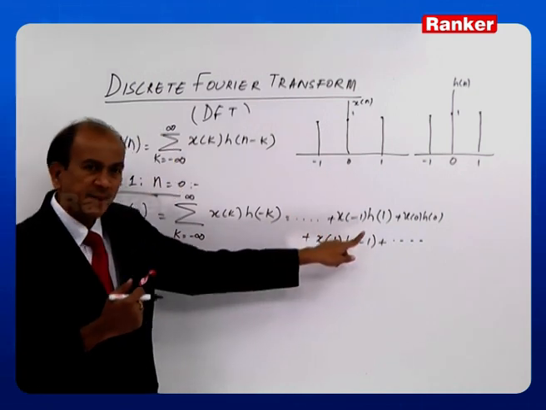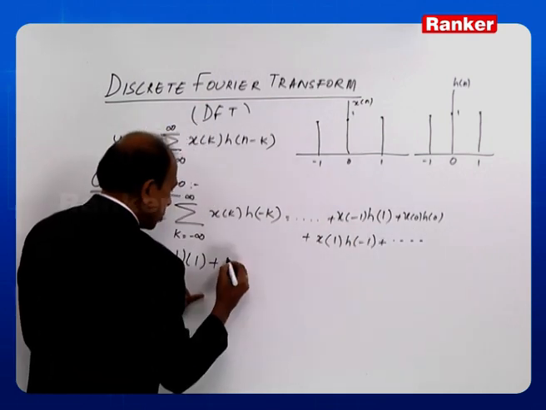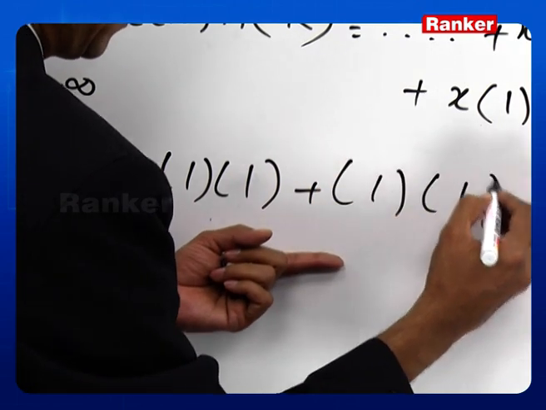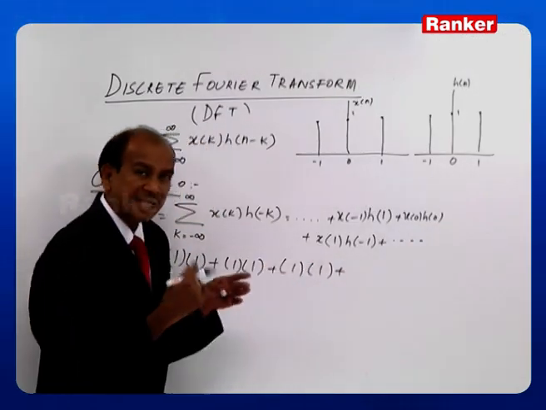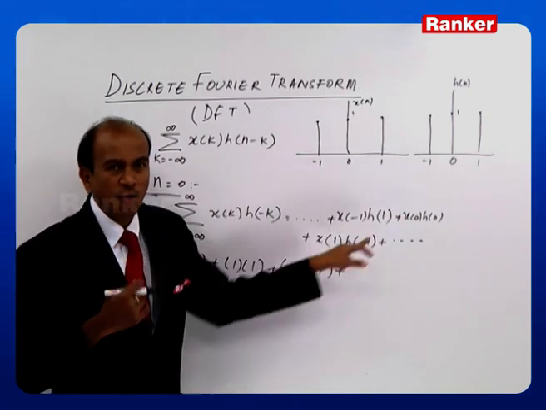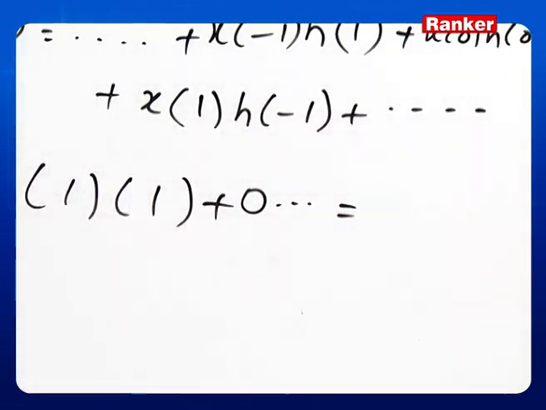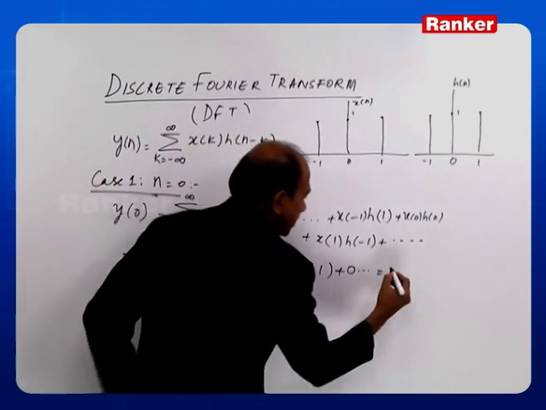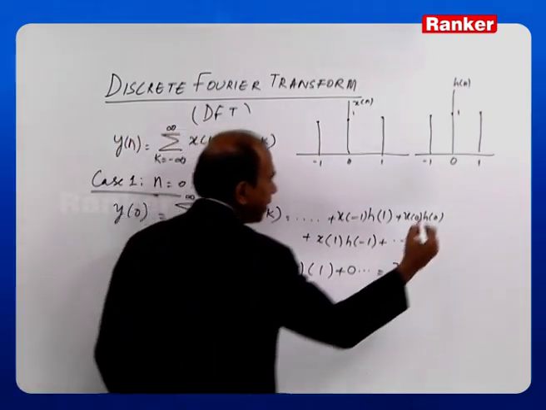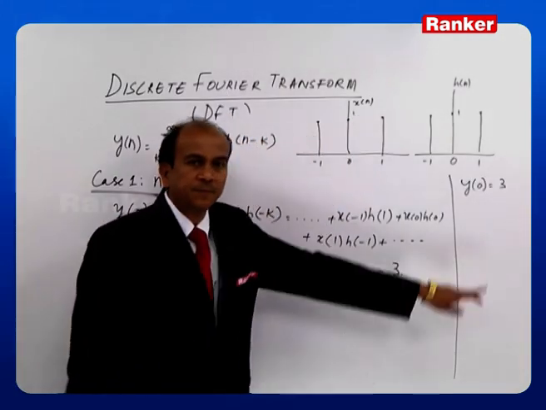That is the reason we have started from here. So that is 1, plus x of 0 is 1, h of 0 is 1, so this is 1. Plus, if I look at the next term, x of 2 does not exist, so whatever you do after this will all be zeros. So I can put zeros here. So what is the answer? 1 plus 1 plus 1, so this is equal to 3. So let us write down here, y of 0 is 3.